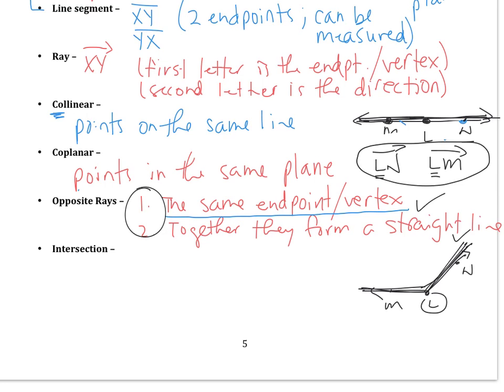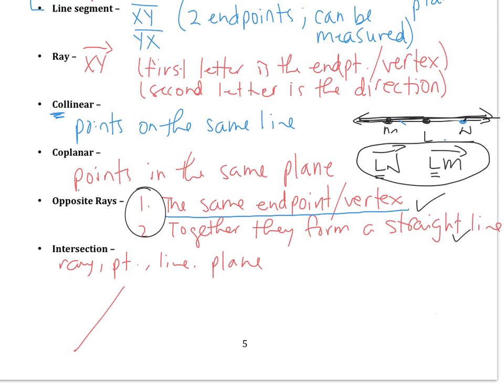All right, last thing that we're going to talk about before we do a couple of examples is intersection. It's simply asking what is formed when two things intersect. Do you get a ray? Do you get a point? Do you get a line? Do you get a plane? What is formed when two things intersect?